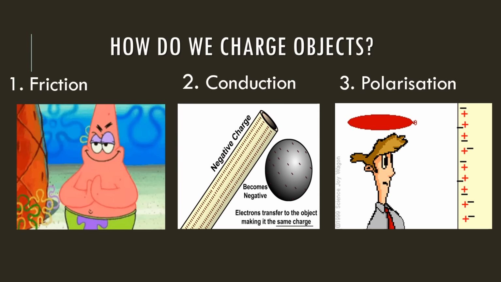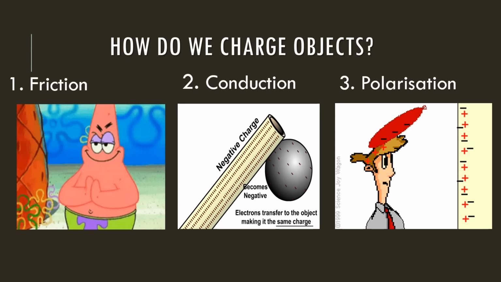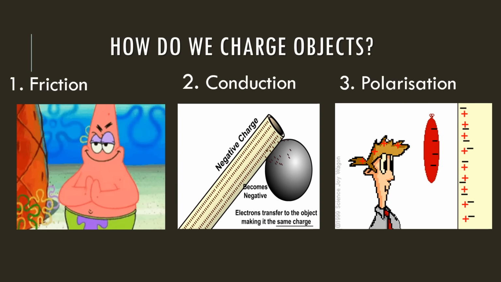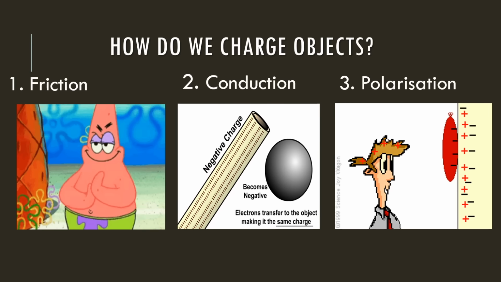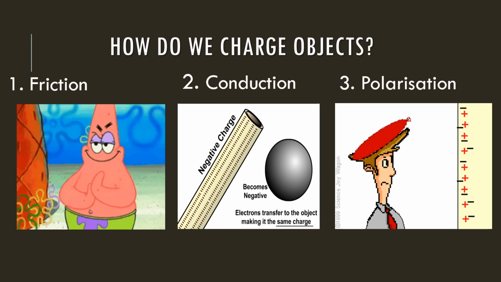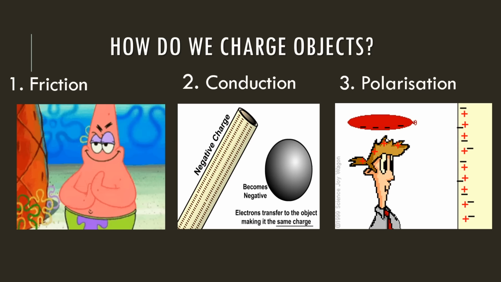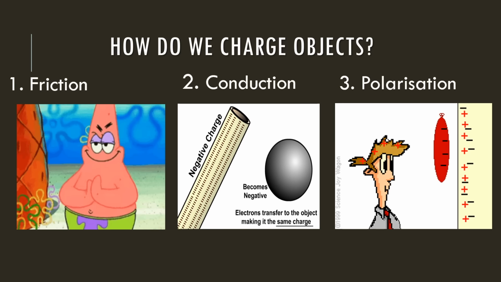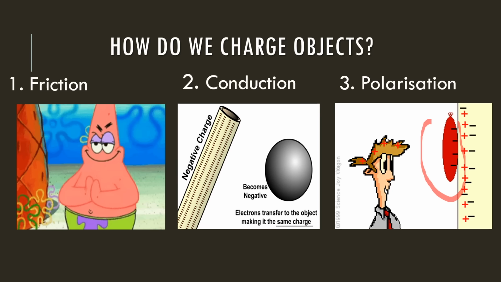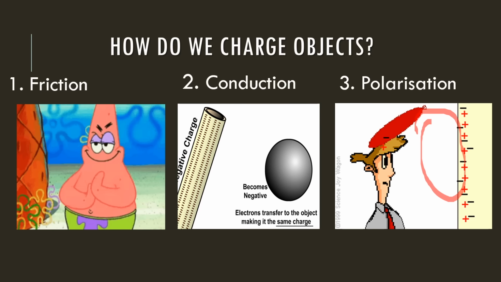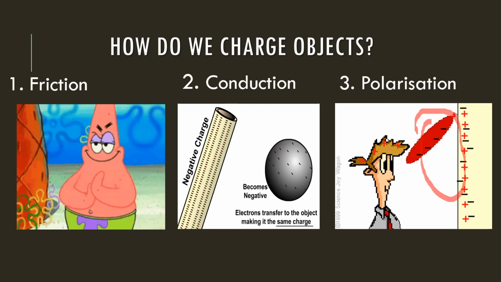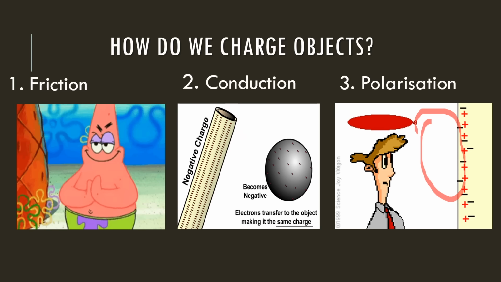Polarization is when a charged object is brought closer to a neutral object, but the objects do not touch. This means that one side of the object will become temporarily positively charged and the other side of the object will become negatively charged. As you can see in this diagram, here we have a negatively charged object that gets brought closer to a neutral substance, and the one side becomes temporarily positively charged and the other side temporarily negatively charged.